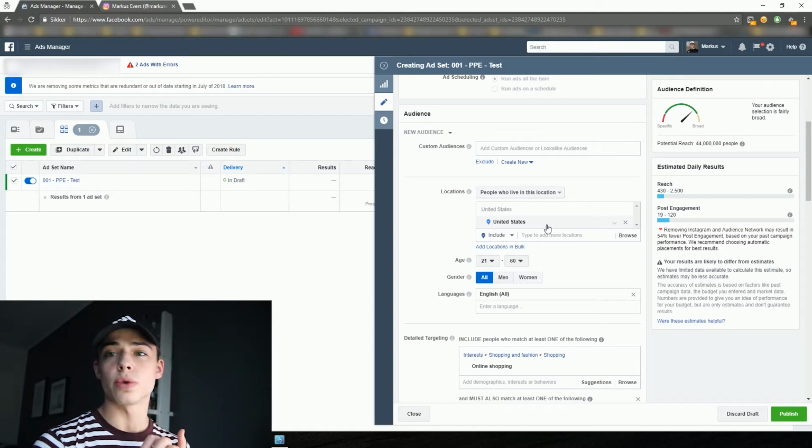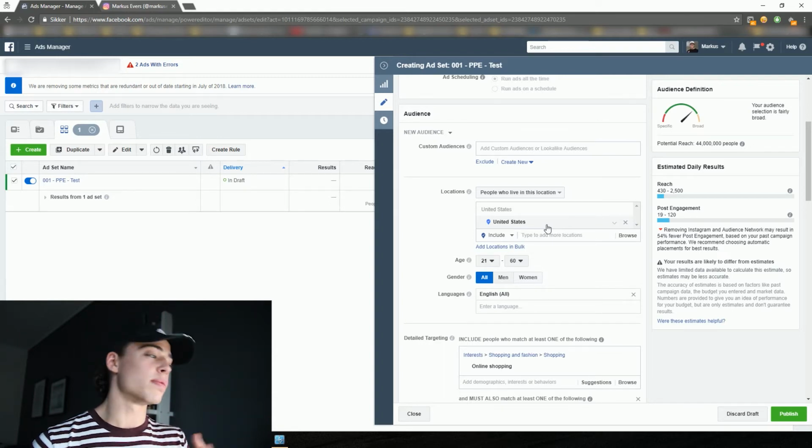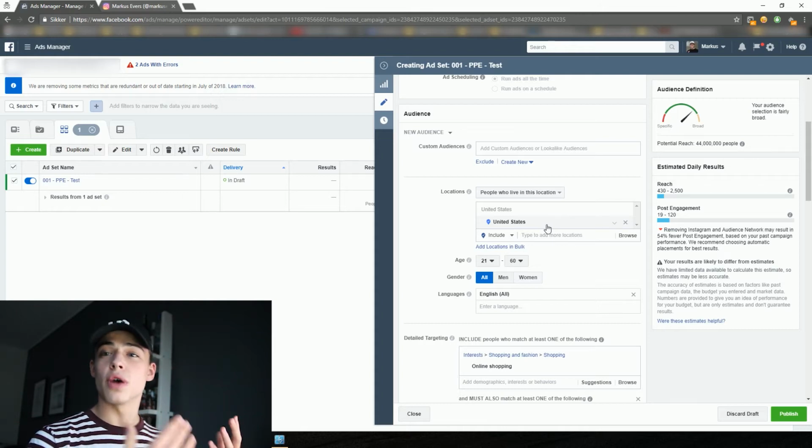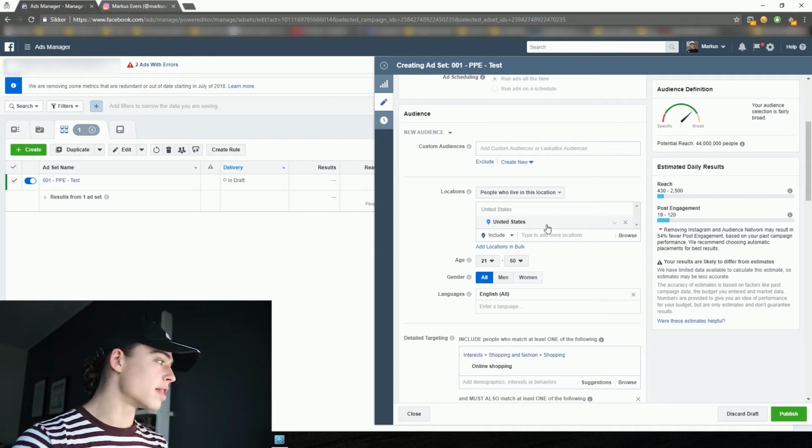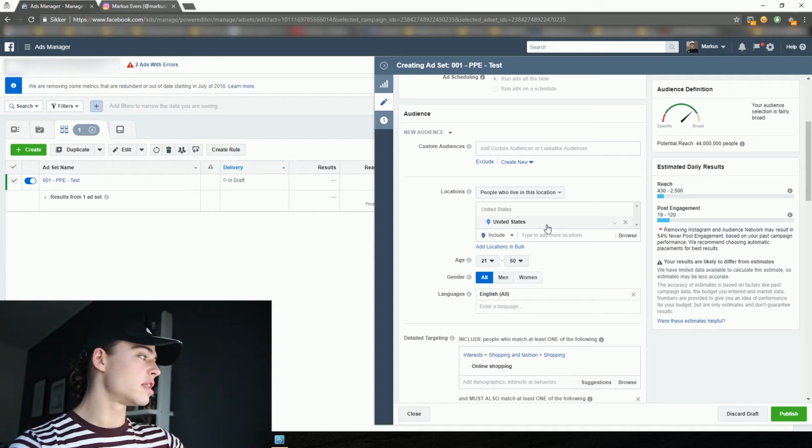Mostly I'm doing 21 plus because that's people who have a bit more money to actually buy the product, so the likelihood of them buying the products is a lot higher. Younger people are more likely to engage with your post, but they're not that much more likely to actually buy the products. That's why I'm testing mostly with 21 plus.